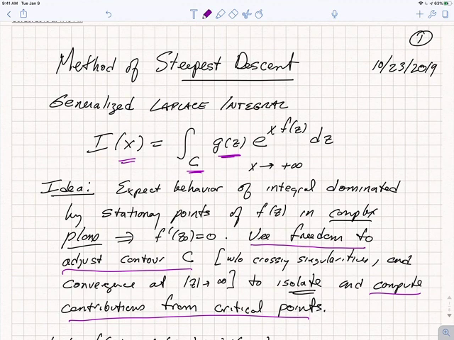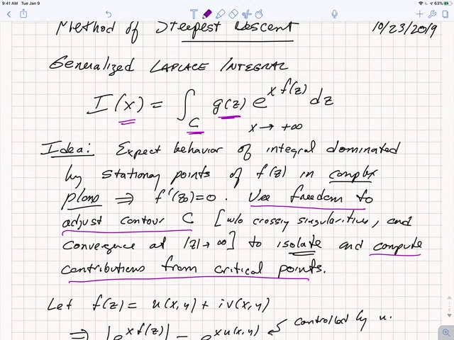The basic idea generalizes what we've been talking about with Laplace's method and the method of stationary phase. We expect that the behavior of the integral is going to be dominated by the stationary points of this function f of z. Now we're interested in the stationary points of the function in the complex plane. So we're looking for points where f prime of z is equal to 0. So let's call the zeros the critical points, say a point z0.